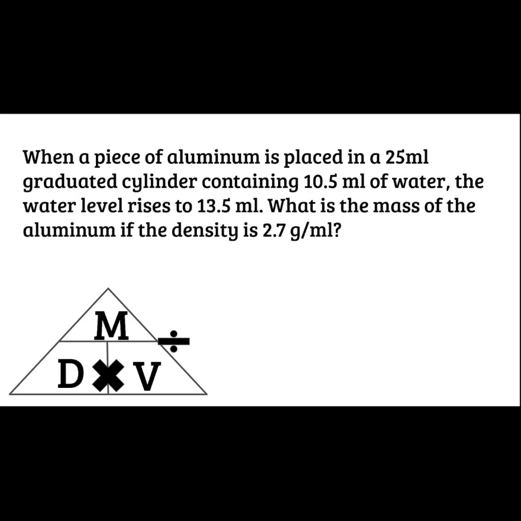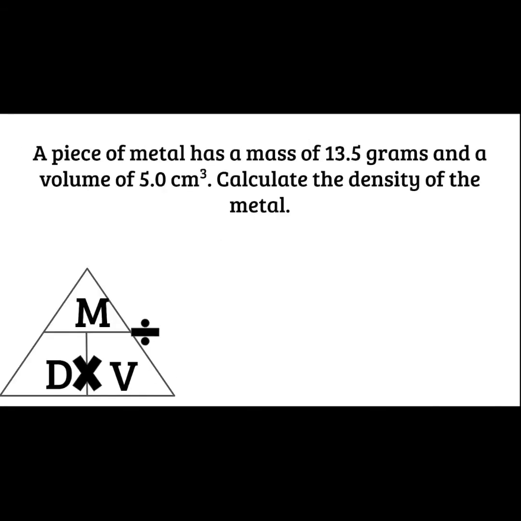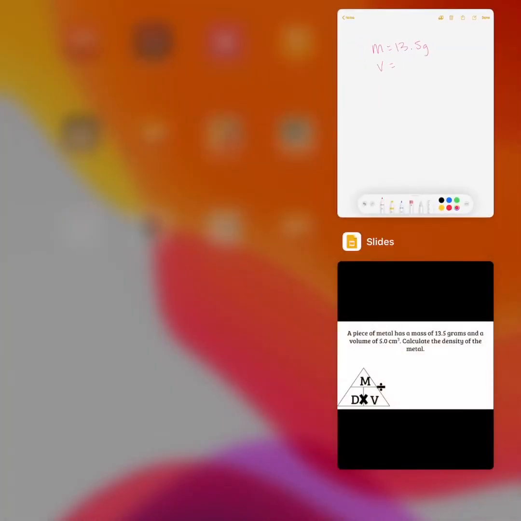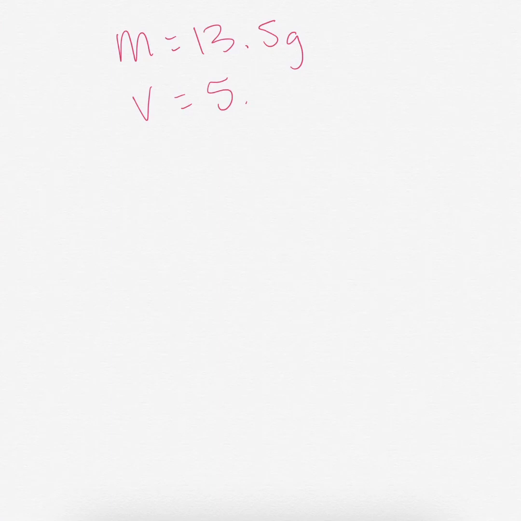Okay, so let's do an example. A piece of metal has a mass of 13.5 grams and a volume of 5 centimeters cubed. Calculate the density. So we have mass is 13.5 grams, and volume was 5 centimeters cubed. We're looking for density.